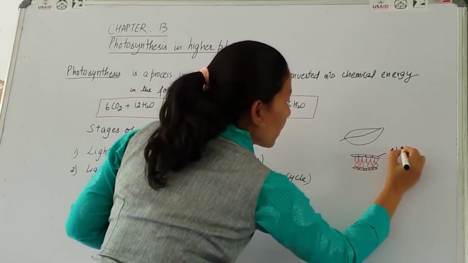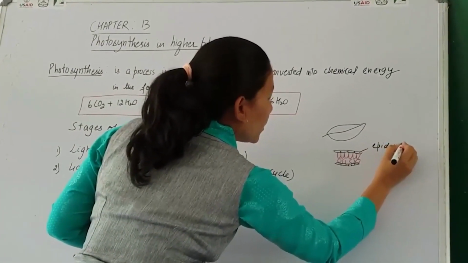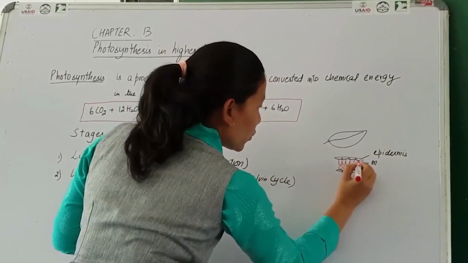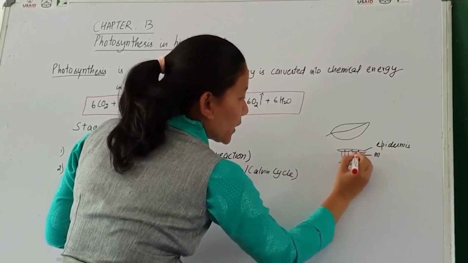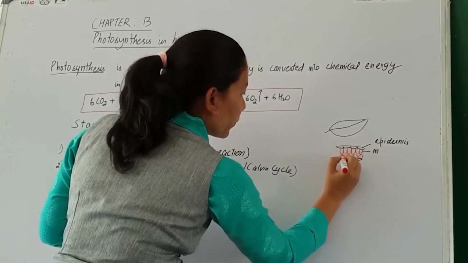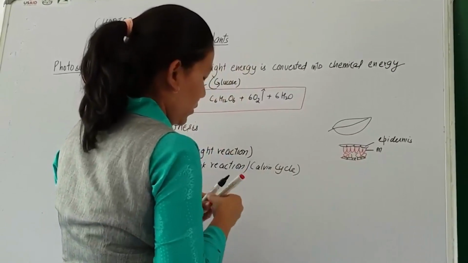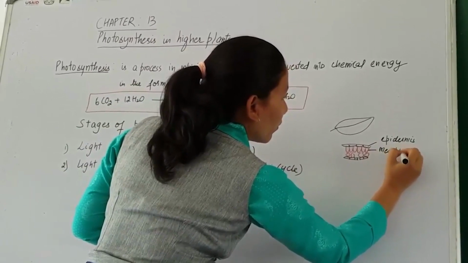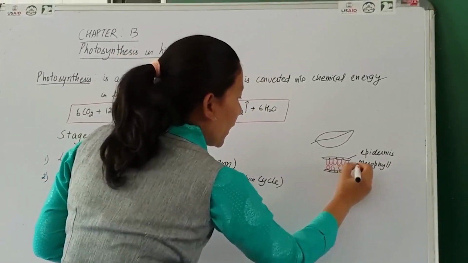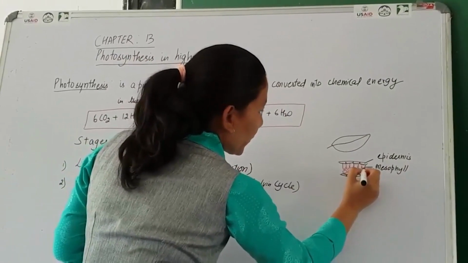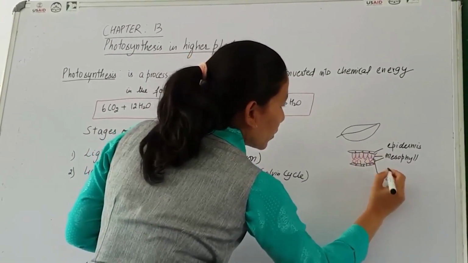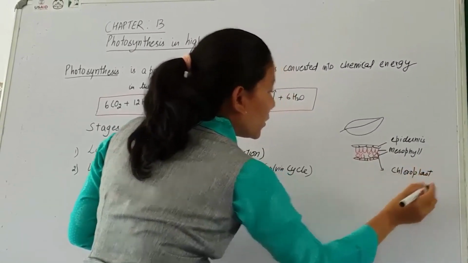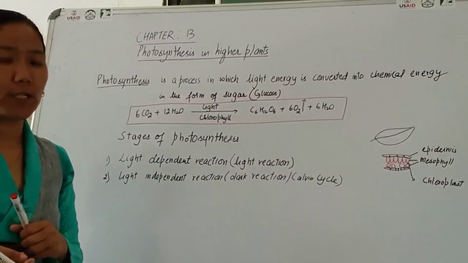So this is the epidermis, and this is also mesophyll cells. There are 2 types of mesophyll cells in a dicot plant. This is a mesophyll cell, and inside this mesophyll cell there is a chloroplast. It is in the chloroplast where photosynthesis takes place.